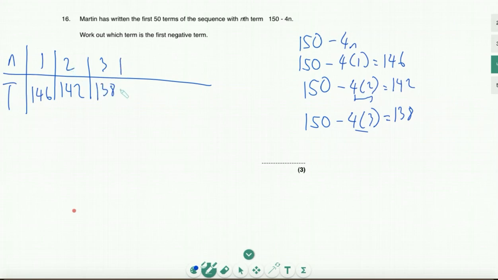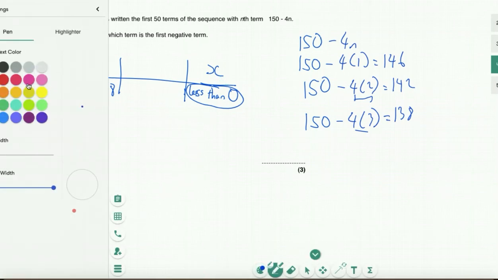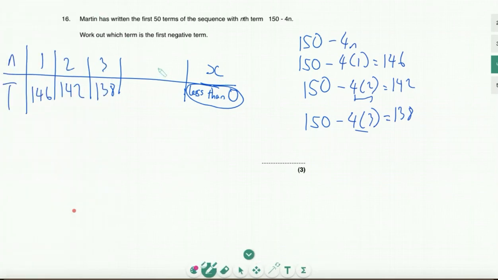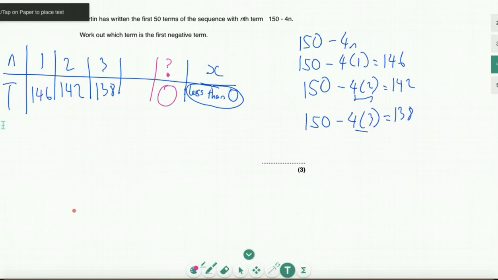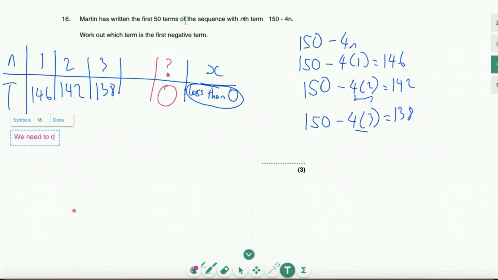And basically we have to keep going, guys, until we find the first term which is negative, or the first term which is less than 0. Right now, which term gives us a term which is less than 0? So, how do we do this, guys? Well, what I like to do in this problem is basically find out which term gives me exactly 0. So, we need to check which term gives me a value of 0.